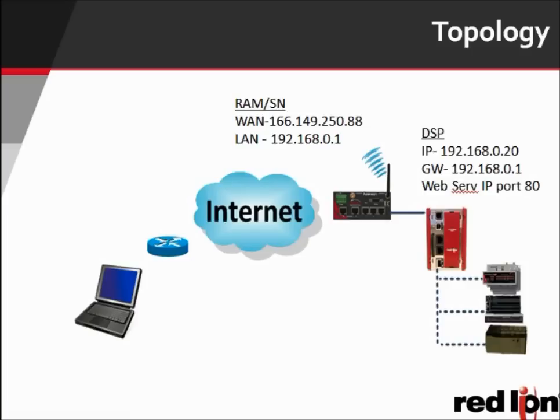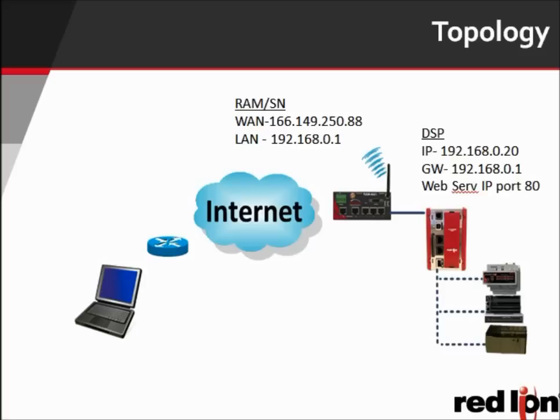The IP address of the data station is 192.168.0.20 on its Ethernet port, and the gateway is 192.168.0.1 with a web server enabled on IP port 80. The cellular router here is connected to the Data Station Plus with an Ethernet connection. The cellular router's WAN IP address is 166.168.250.88, and its gateway address, the cellular router is the gateway, its LAN port is configured to 0.1 as well.